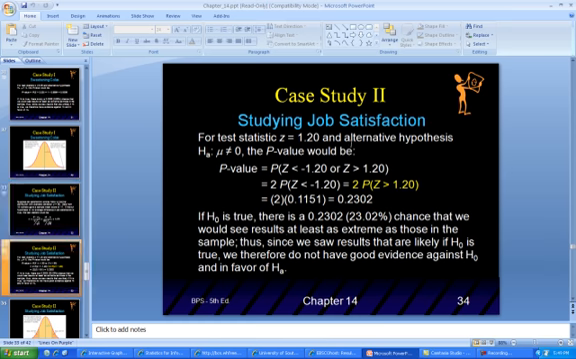So for the test statistic, z equals 1.20, and the alternative hypothesis means that there's no difference. The p-value would be, here we go, for 1.20. Since this is both sides, two probabilities, it's a two-tail test, we get 0.2302. So if our null hypothesis is true, there is a 23% chance, that's pretty high, that we would see results at least as extreme as those in the sample. Thus, since we saw results that are likely if H0 is true, we therefore do not have good evidence against H0 and in favor of H1.